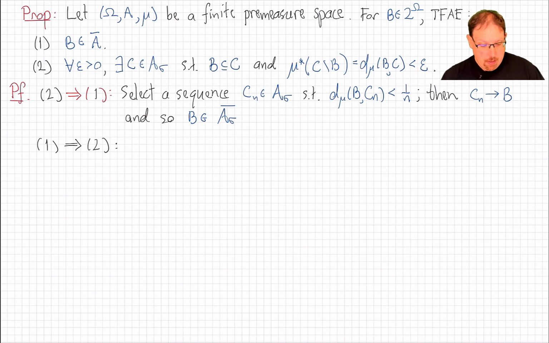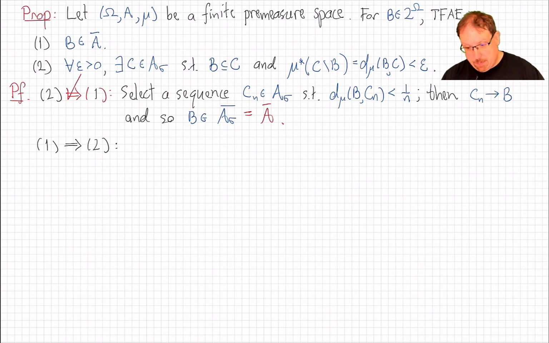Let's prove this. One direction is quite straightforward. Suppose that we have this approximation property. That is, we can approximate B from the outside by elements of A sigma. Well then, for each n, choose a C_n in A sigma such that the distance is less than 1 over n. Epsilon is being taken to be 1 over n here. This, of course, shows that the sequence C_n converges to B. And so that shows that B is in the closure of A sigma. But as we showed on the previous slide, that's the same as the closure of A, and so therefore we get that 2 implies 1.